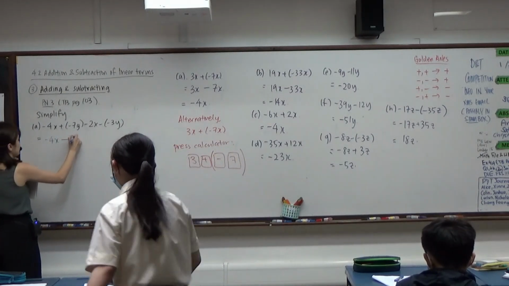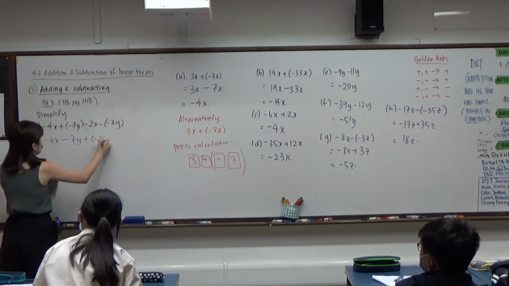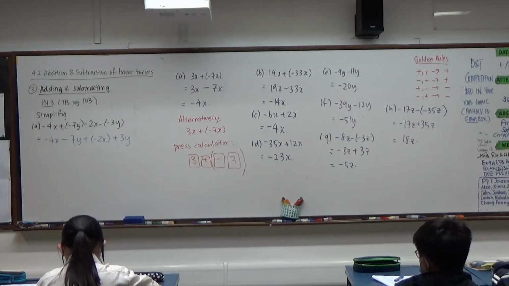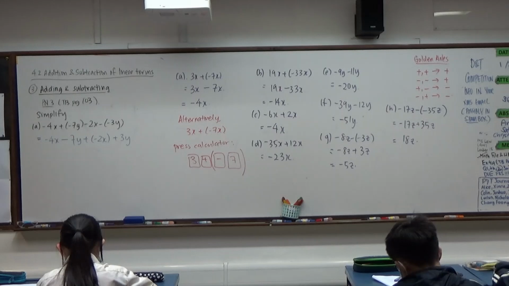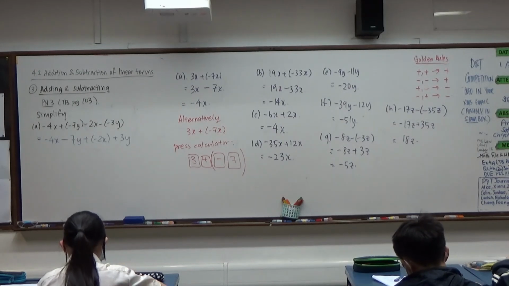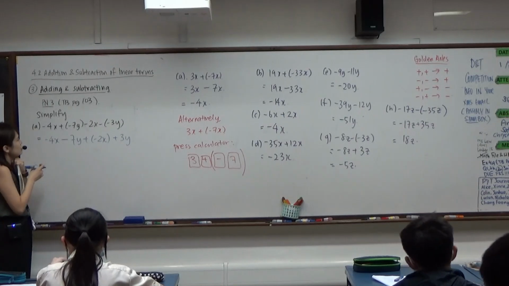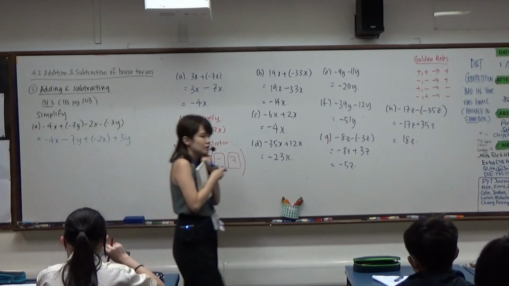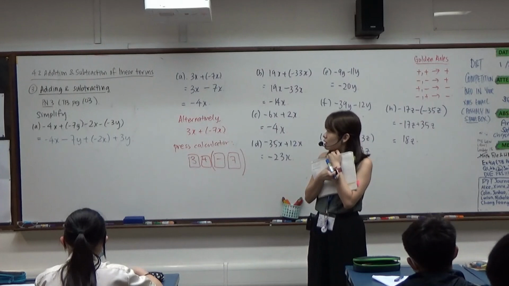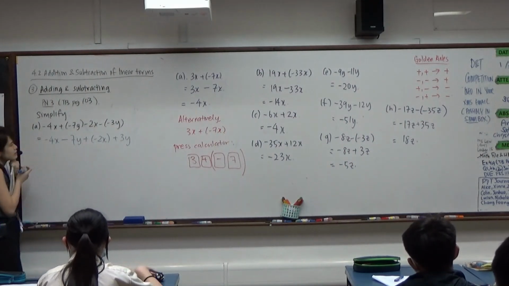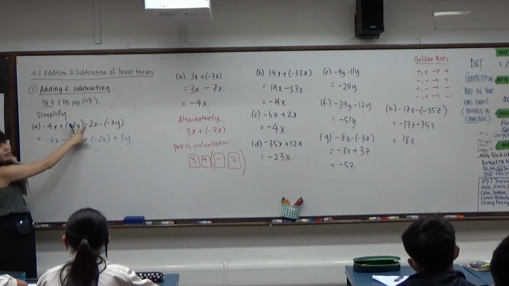What Z has given is minus 7y plus negative 2x plus 3y. Okay? Do you agree? Yes. 7y minus 2x, okay? So, the thing is, firstly, tell me it's a minus sign.